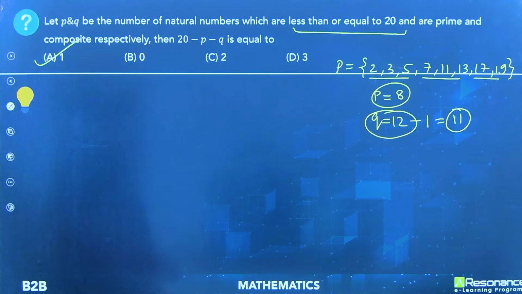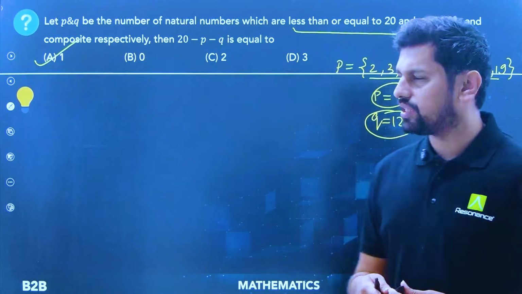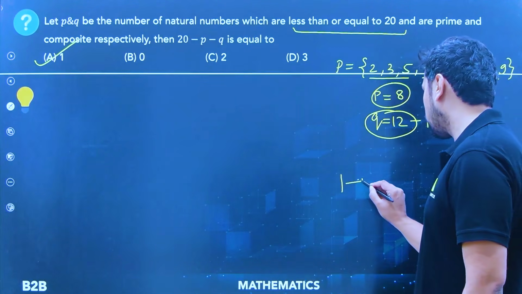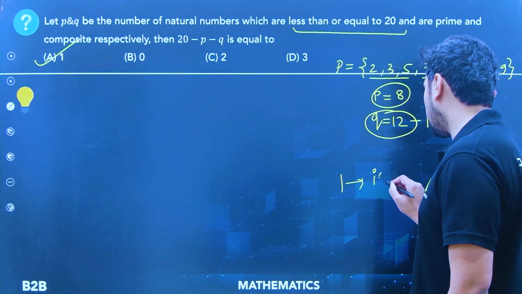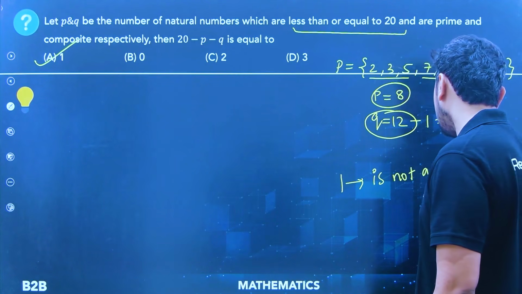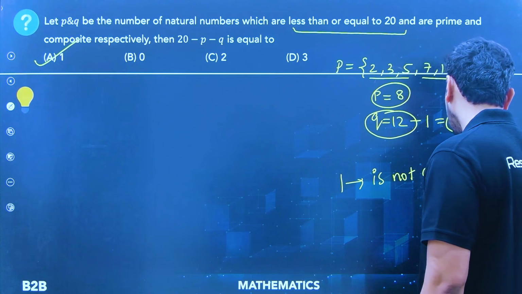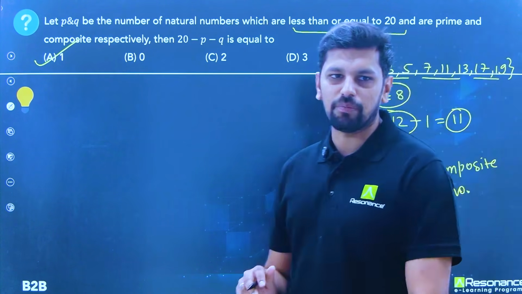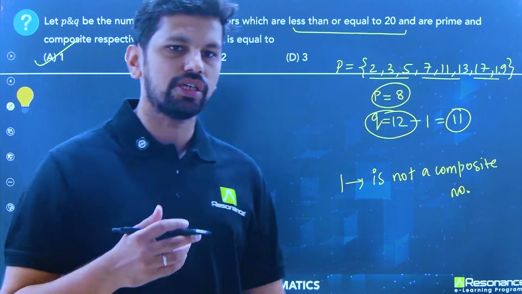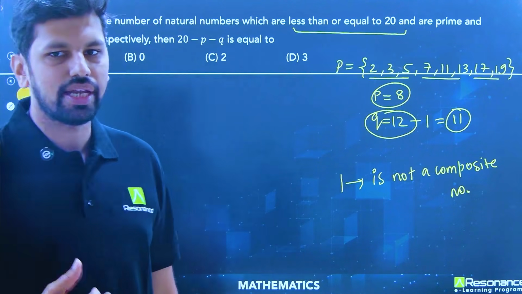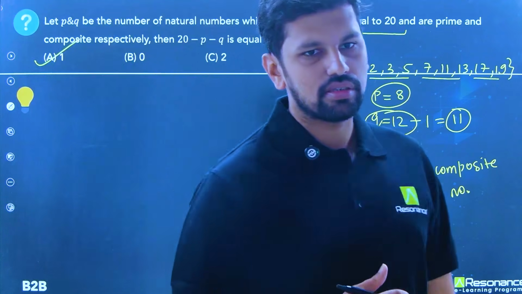There is a confusion, I think, about whether 1 is composite or not. 1 is not a composite number. Those who are getting option 2 as the answer are considering 1 as composite.